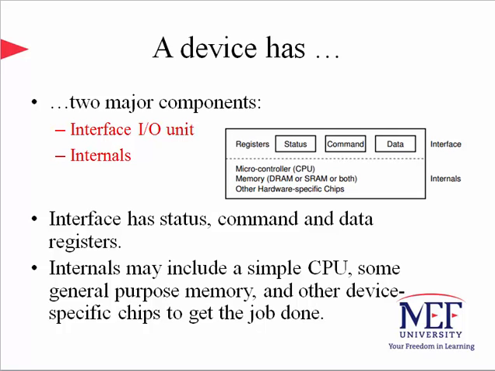On the other hand, all the internal structure is responsible for implementing the abstraction the device presents to the system. Some of the devices may include a simple CPU, some general purpose memory, and other device-specific chips to get the job done.